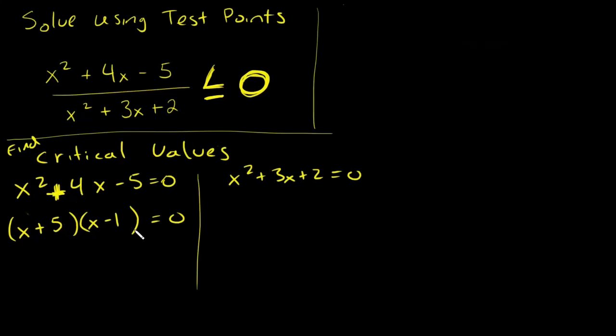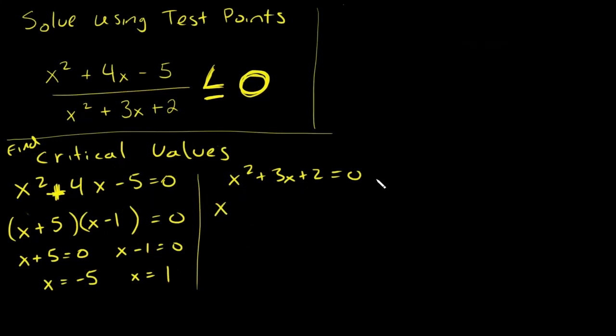So when either piece of this product is 0, the whole thing will be 0. I can solve this by setting both pieces of the product equal to 0, and I get x equals -5 and x equals +1. Those are my first set of critical values.